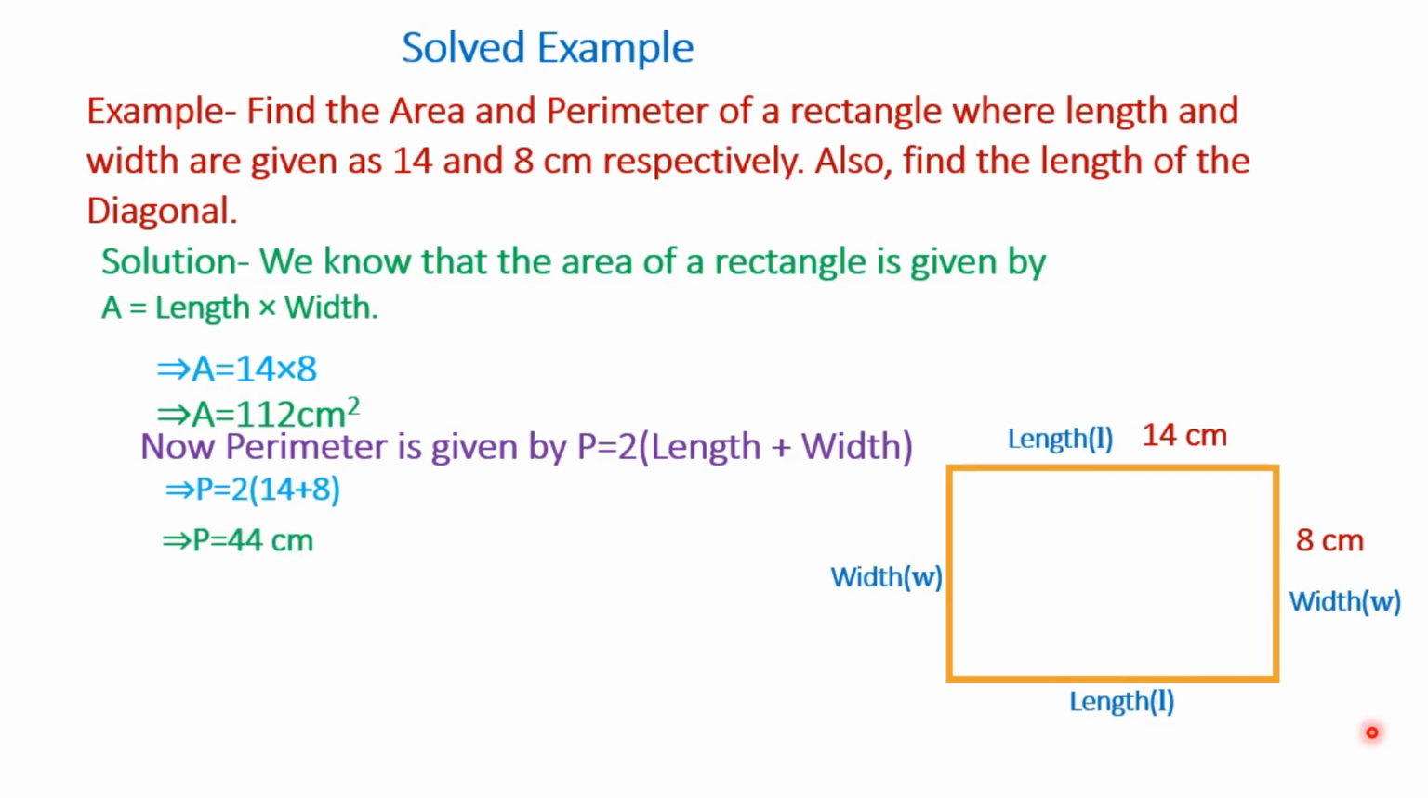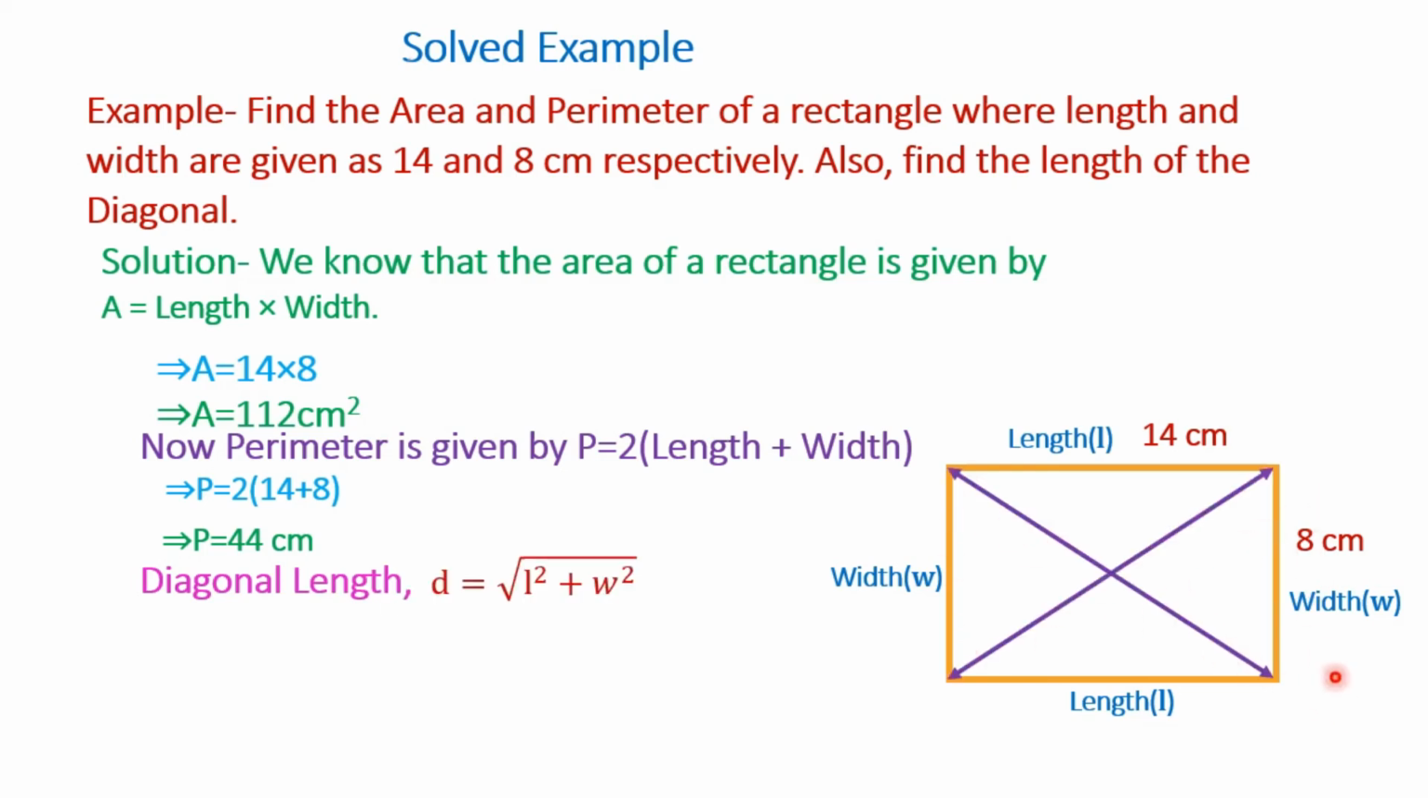Diagonal length. D is equal to square root of L square plus W square. D is equal to square root of 14 square plus 8 square. 14 square is equal to 196. 8 square is equal to 64. So D is equal to square root of 196 plus 64. So D is equal to square root of 260 centimeter.